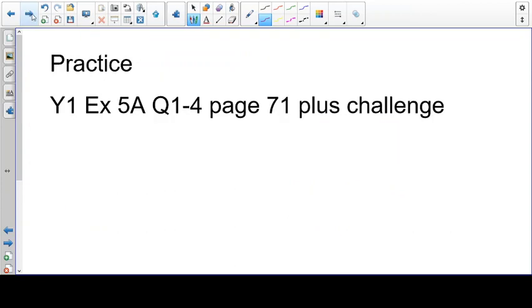Okay, so that's just a reminder. There are some questions similar to that from Year 1, the Year 1 textbook, exercise 5A. So if you feel you need to, have a go at those.